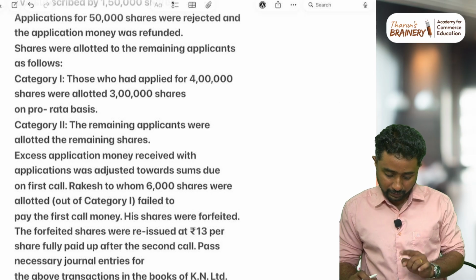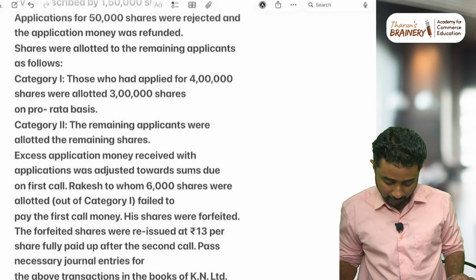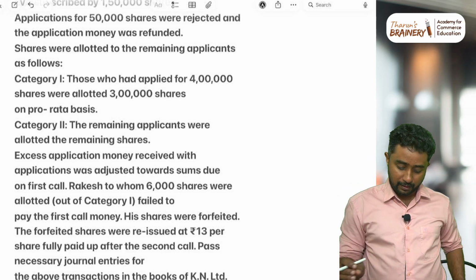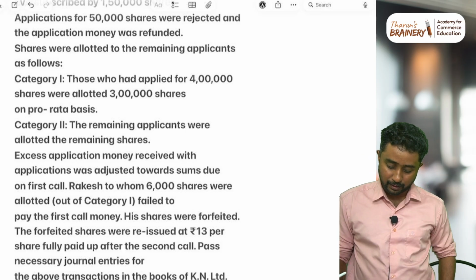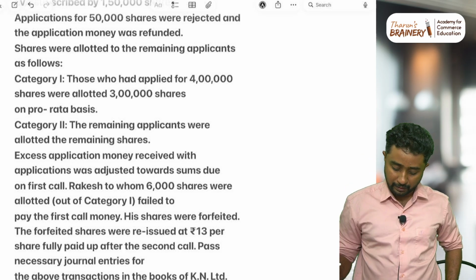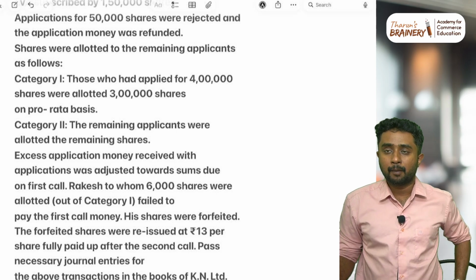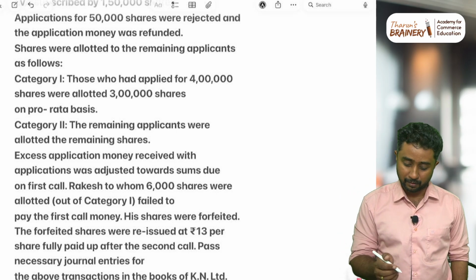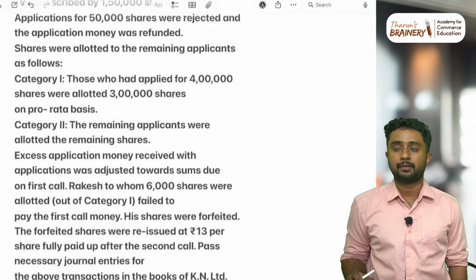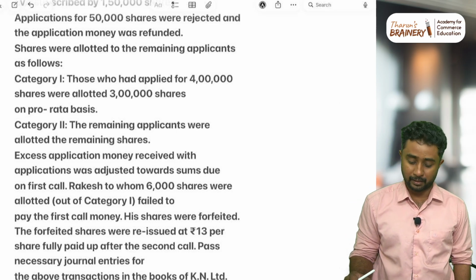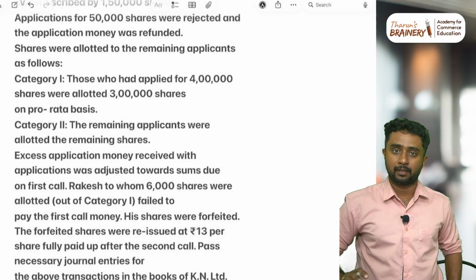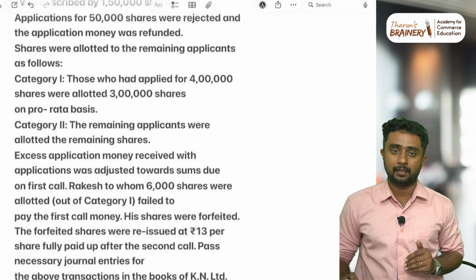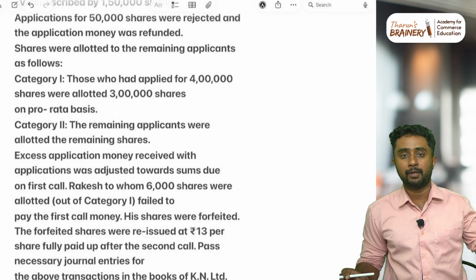excess application money received with the applications was adjusted towards sums due on first call. So here, as you can see, excess application money, they are saying that we will be using it for first call. Which applications are they talking about here? Excess application money, because already they said applications for 50,000 shares were rejected and money was refunded. So for 50,000 shares, out of the 7,50,000 applications that we received, they are going to refund.